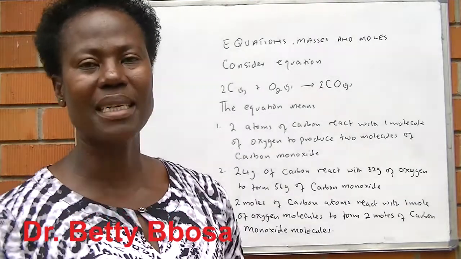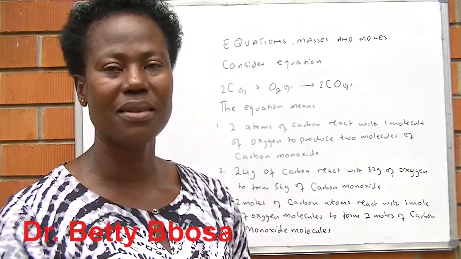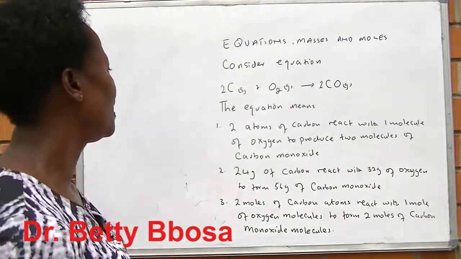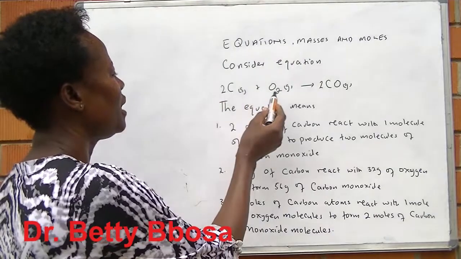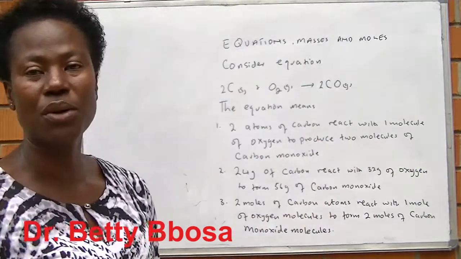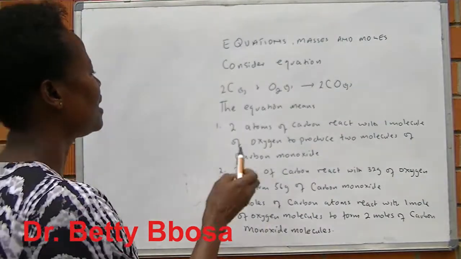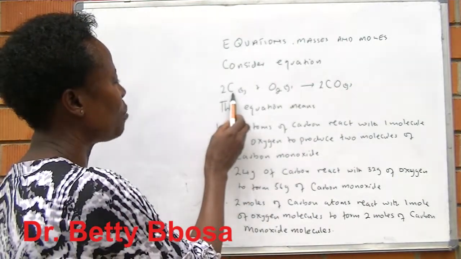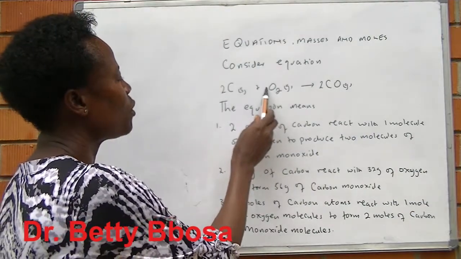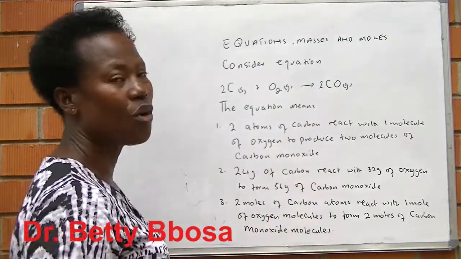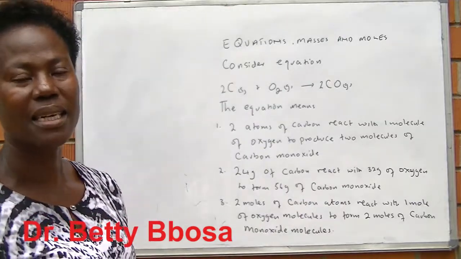Now we are going to look at the relationship between equations, masses and moles. If we consider this equation, burning carbon with limited oxygen to get carbon monoxide, what does that equation mean? It means that two atoms of carbon react with one molecule of oxygen to produce two molecules of carbon monoxide.